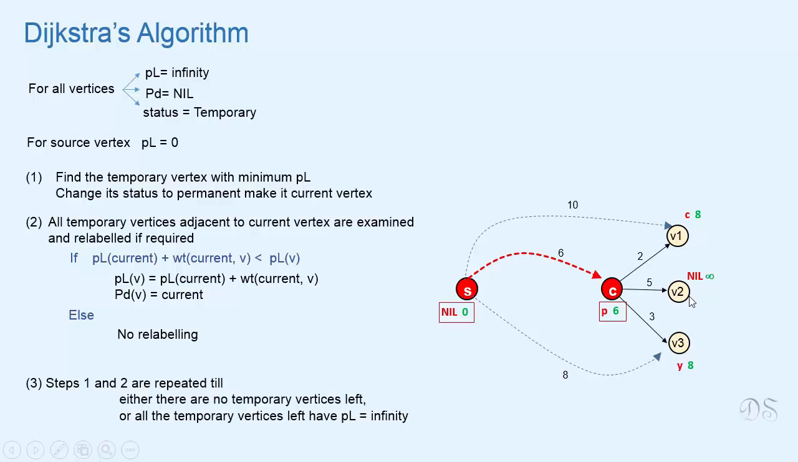Now let's see this vertex V2. Now for this vertex V2, path length is infinity and predecessor is nil. It means that we have not found any path till now from S to vertex V2. So definitely this condition will be true. 6 plus 5 is less than infinity. So we'll relabel this vertex V2. Now in the next video, we'll take a graph and understand the whole procedure.